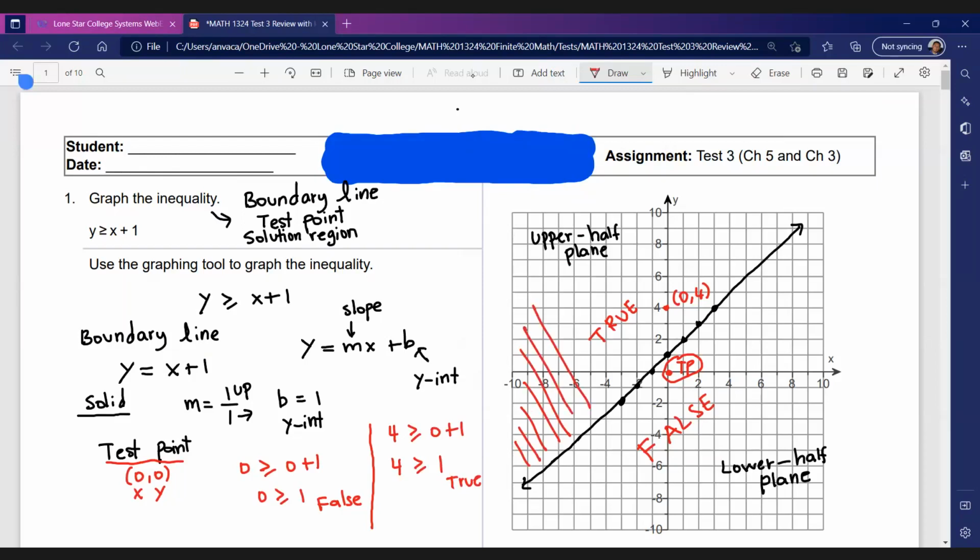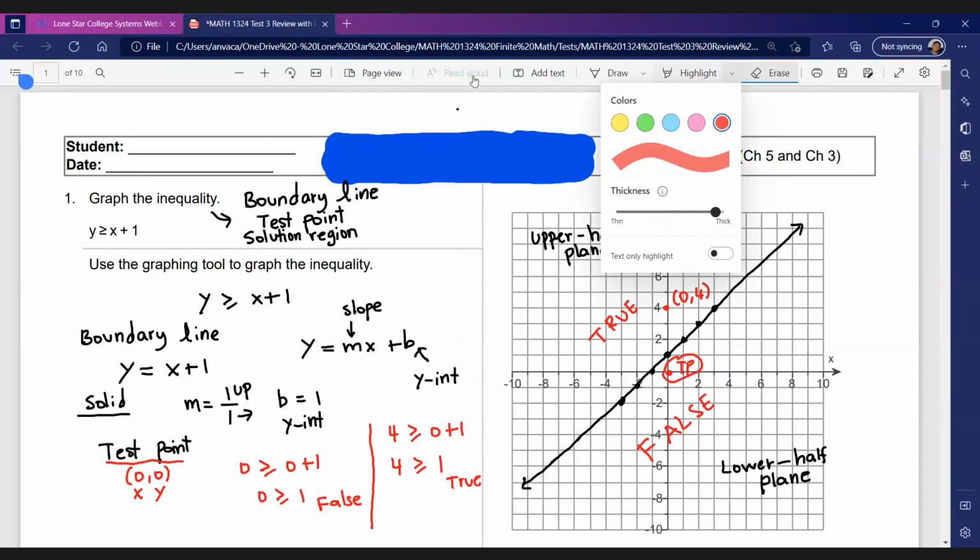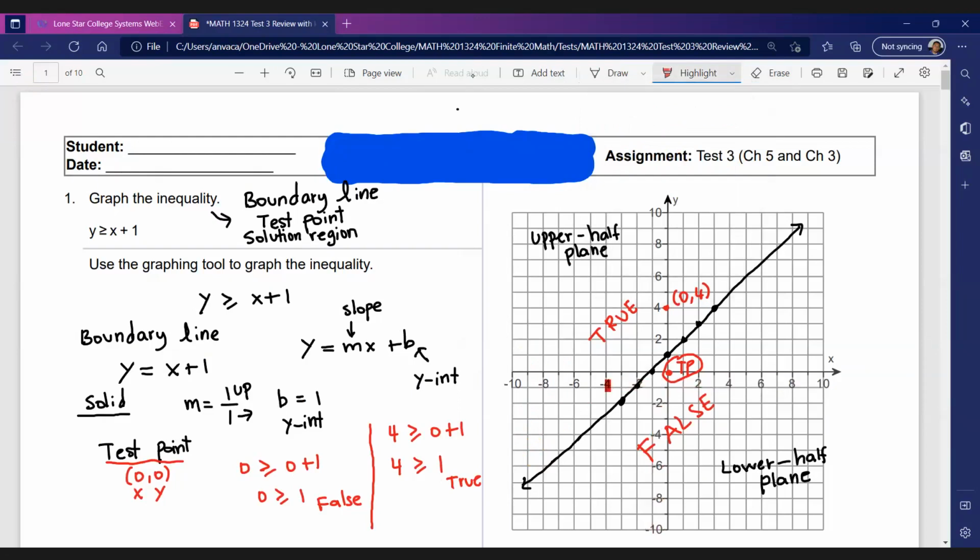Now, I don't really do a good job of highlighting, but let's see. Maybe with this technology, it can be done a little bit easier. Let's see. I want to just do that. So, of course, something that looks like this.